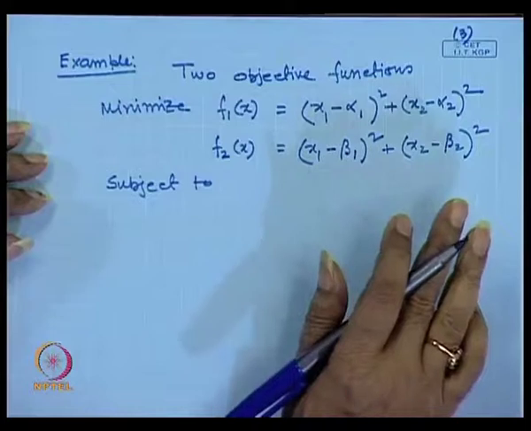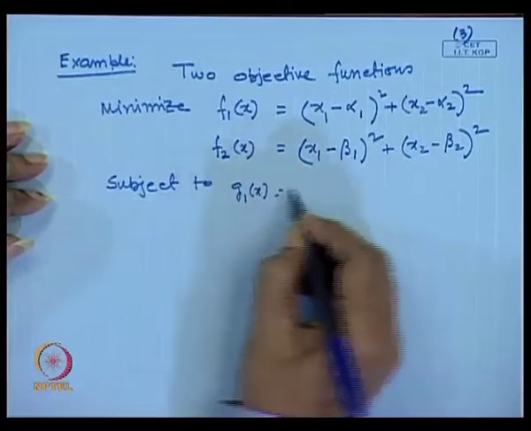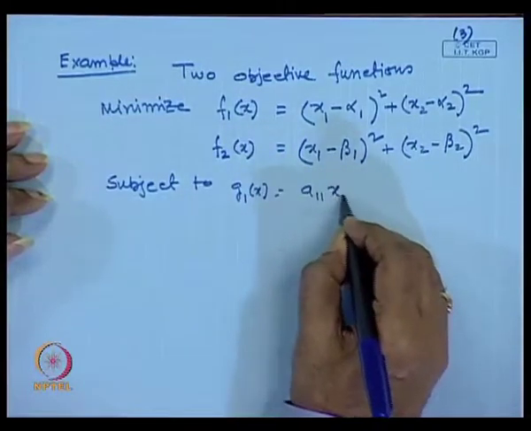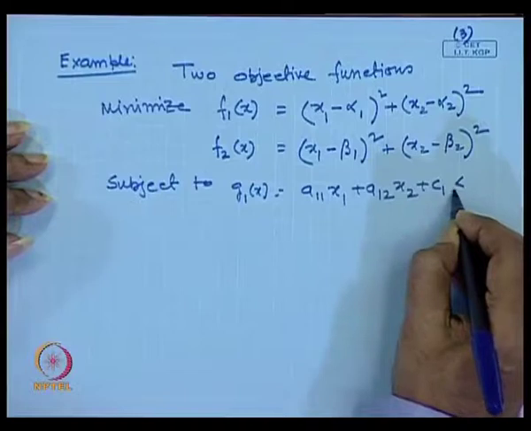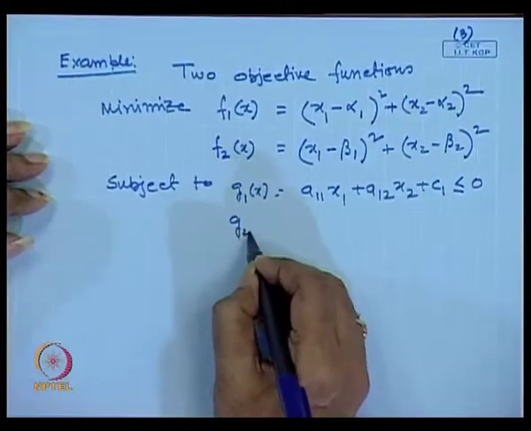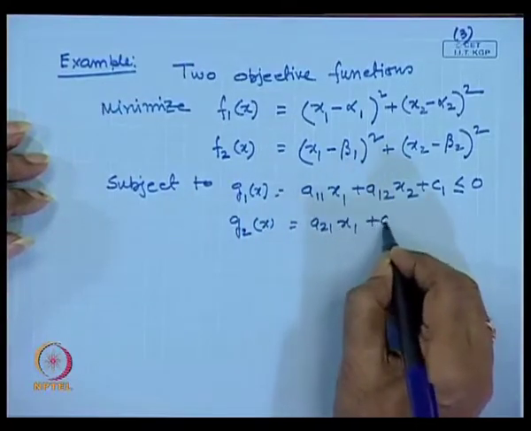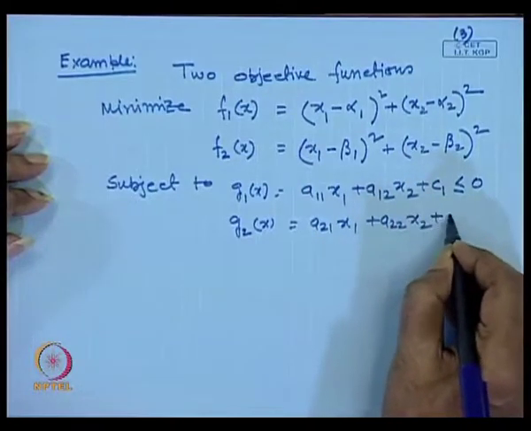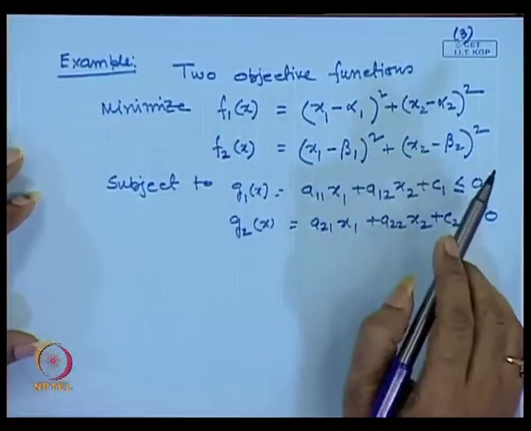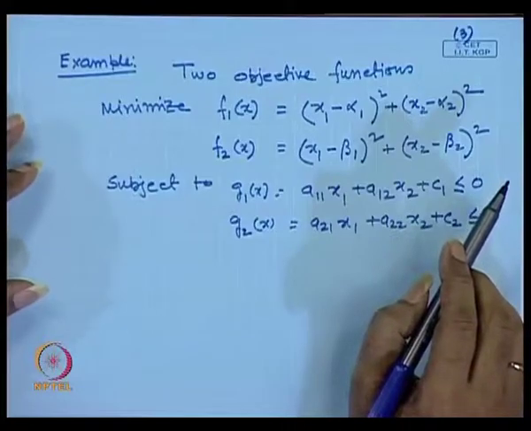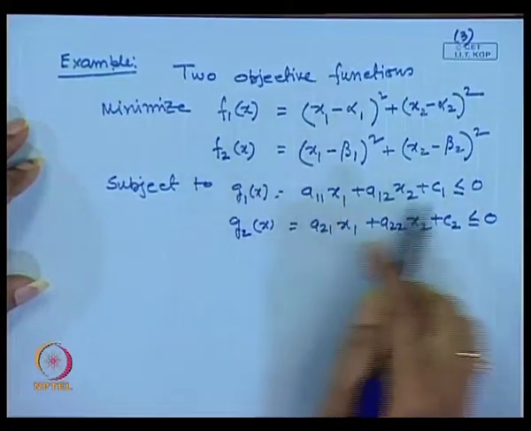Let us say we have considered only inequality constraints: g1 of x is equal to a11 x1 plus a12 x2 plus c1 less than or equal to 0, and g2 of x is equal to a21 x1 plus a22 x2 plus c2 less than or equal to 0. Look, these objective functions are nonlinear, more specifically in quadratic form, whereas our constraints are in linear equation form.